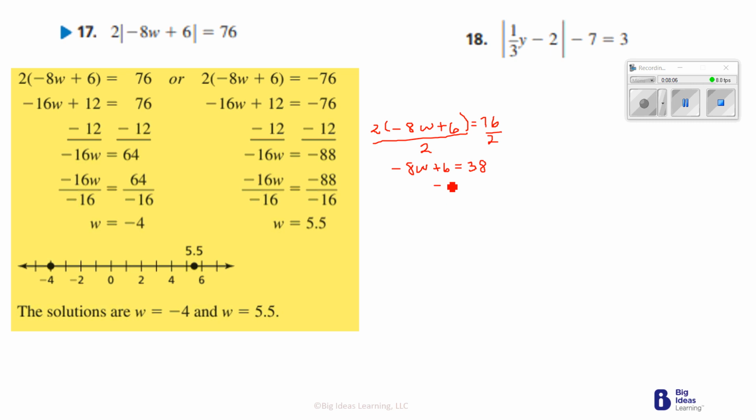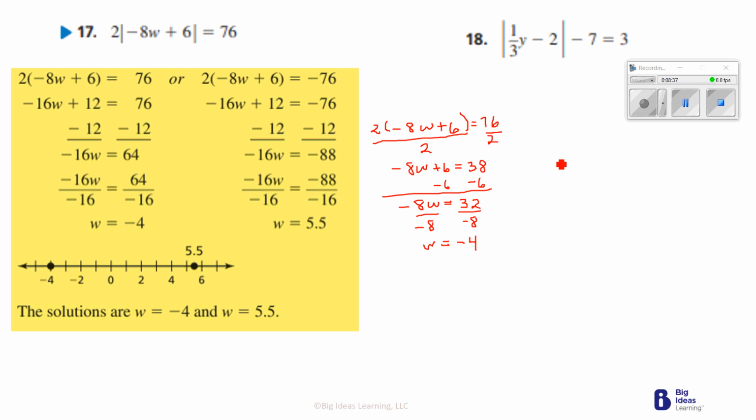And then I would subtract 6 from both sides. This would give me a negative 8W equals, well, 38 minus 6 would be 32. And then I would have divided by negative 8. And that means I would have divided by negative 8 over here. Look at that, 32 divided by negative 8 would have left me with W is equal to negative 4. Same way.